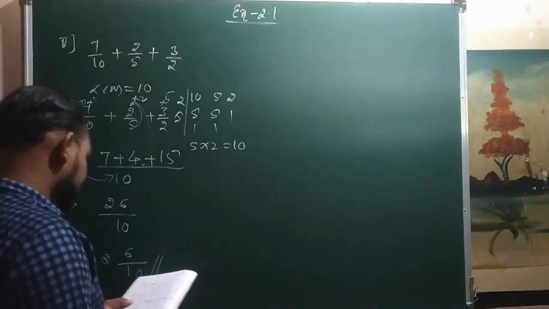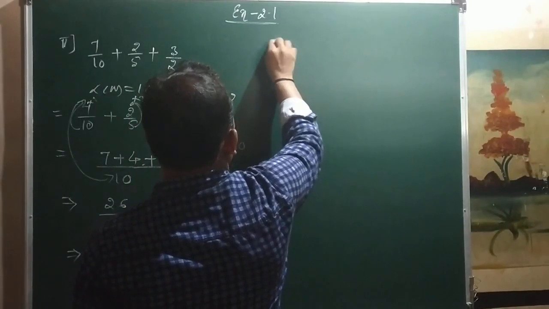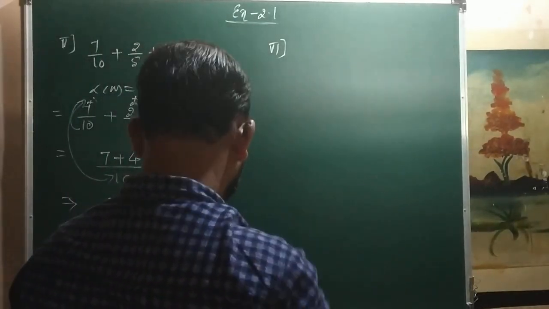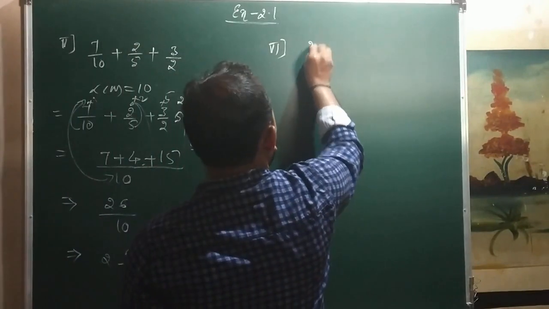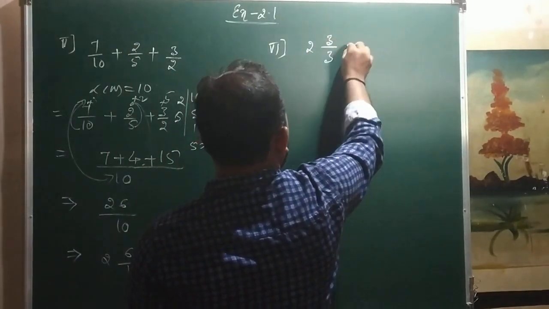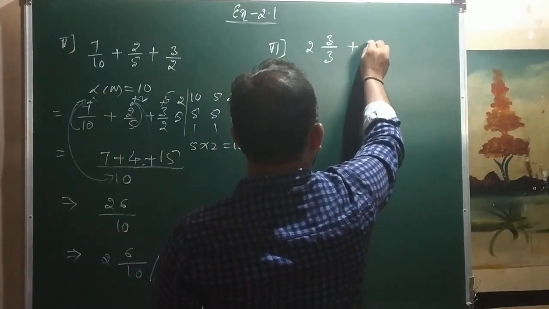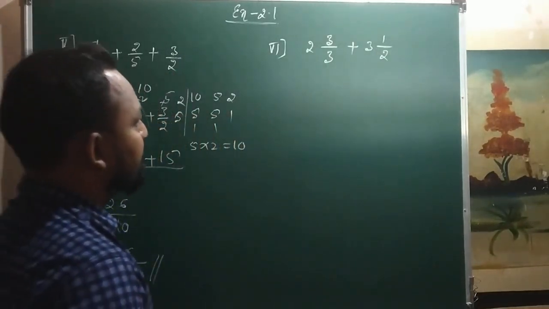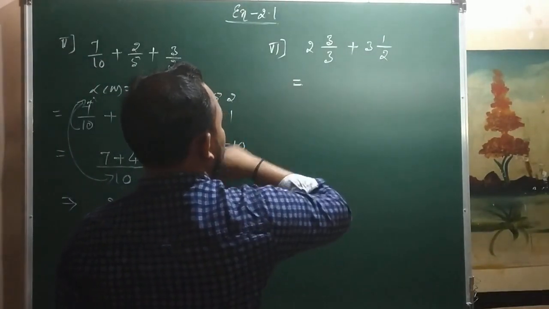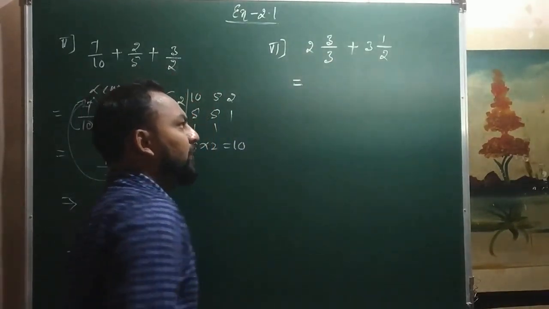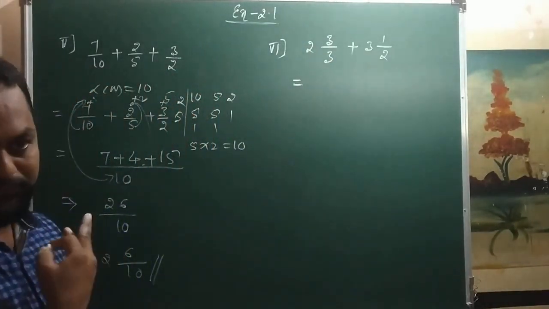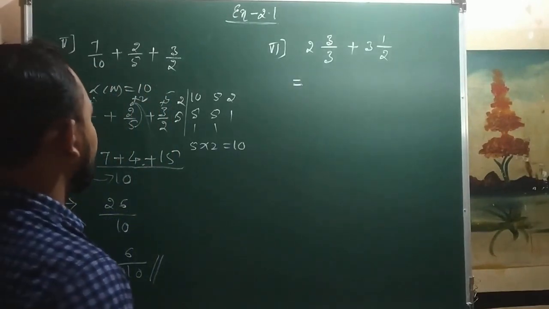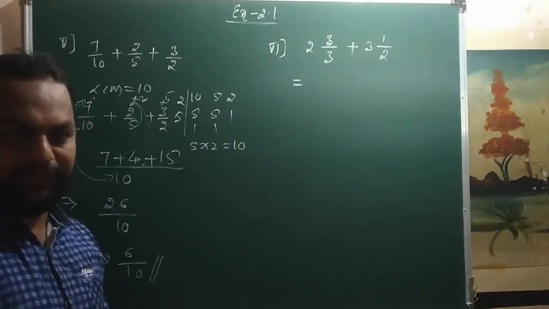Okay, the next one, the sixth one: 2 integer 3 by 3 plus 3 integer 1 by 2. Here, first convert the mixed fractions into improper fractions. These fractions are in the form of mixed fractions, so convert the mixed fractions into improper fractions.